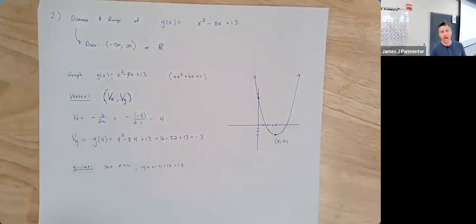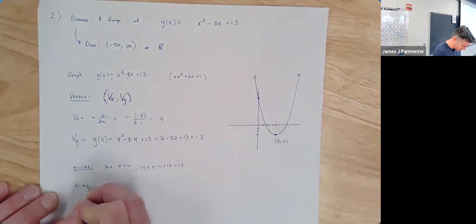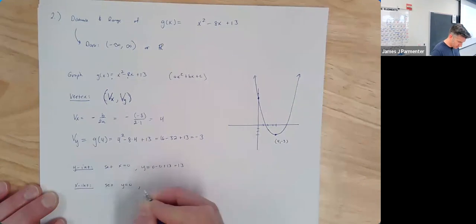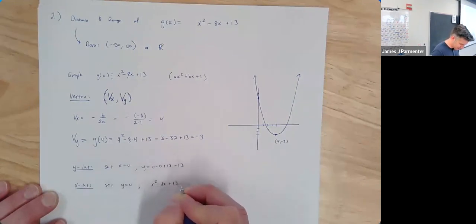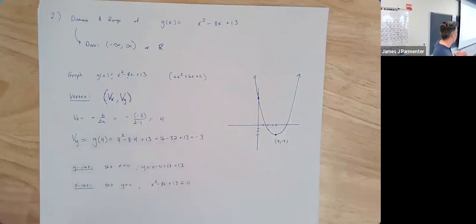In fact, I know I wasn't going to do it, but let's do it anyway. To find the x-intercepts, we are going to set y equal to 0. If we do that, we get x squared minus 8x plus 13 equal to 0. And if we could factor it, we would. We can't. So when you're trying to solve a quadratic equation and you can't factor it, what do we have to resort to? Everyone's favorite formula, the quadratic formula.